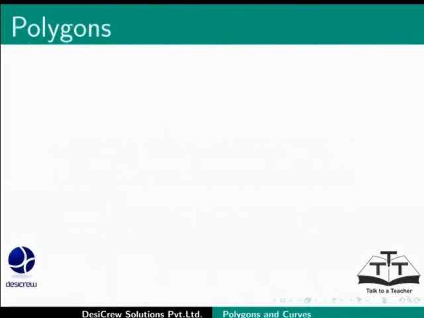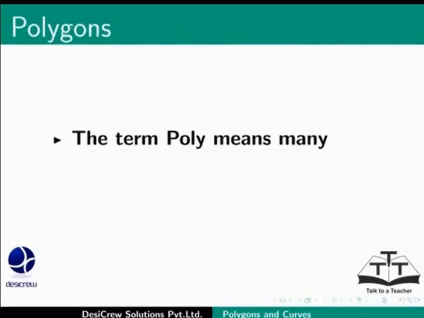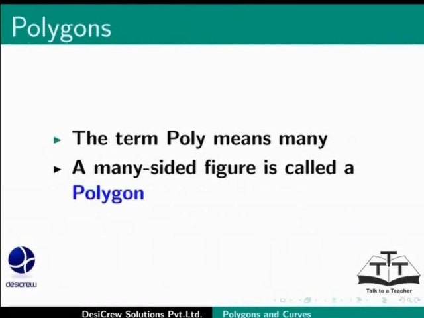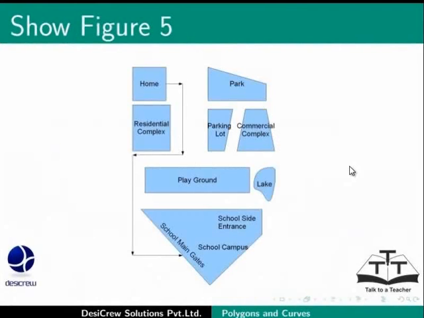What are polygons? The term poly means many. A many-sided figure is called a polygon. We will learn how to draw a map as shown in this slide. This map shows the route from the house to the school. At the end of this tutorial, you will be able to create a similar diagram by yourself.